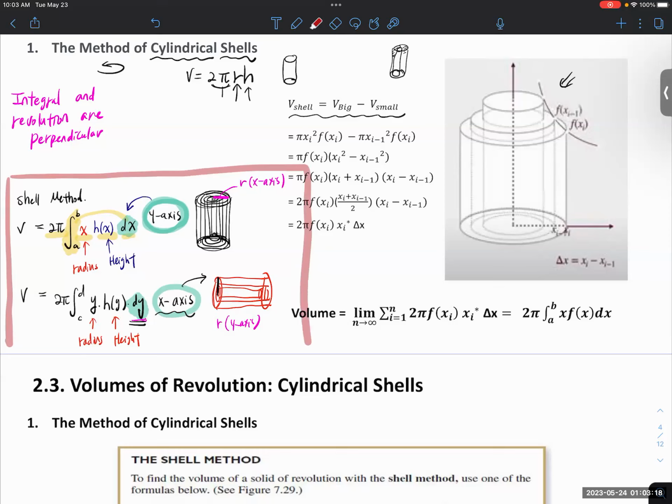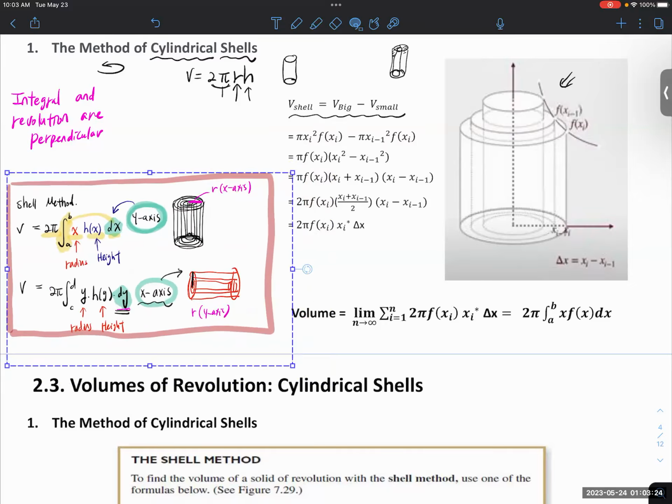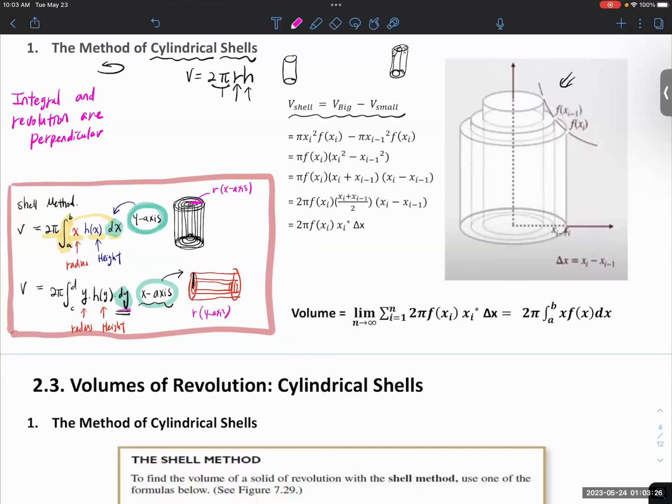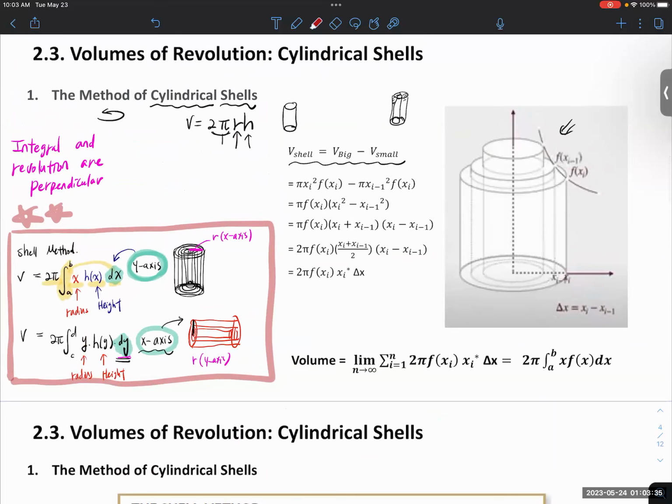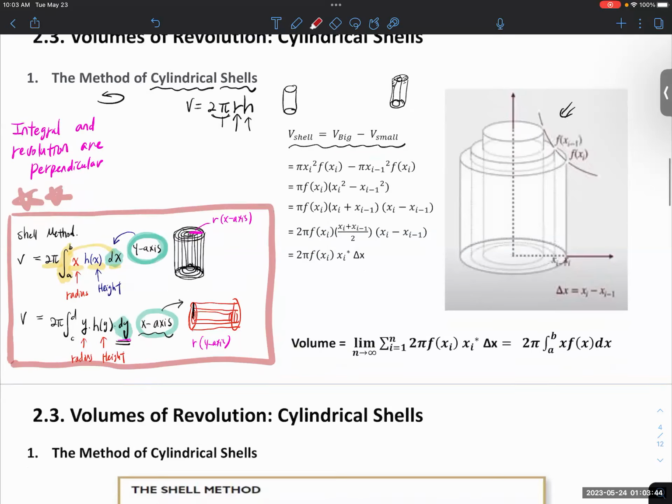So I'm going to make a copy, and make it a little bit smaller. So this is the shell method. Are you okay with that? Yes, so keep in mind, this is the last method to find out the volume of the solid shape. So let me show you the definition from the textbook one more time.